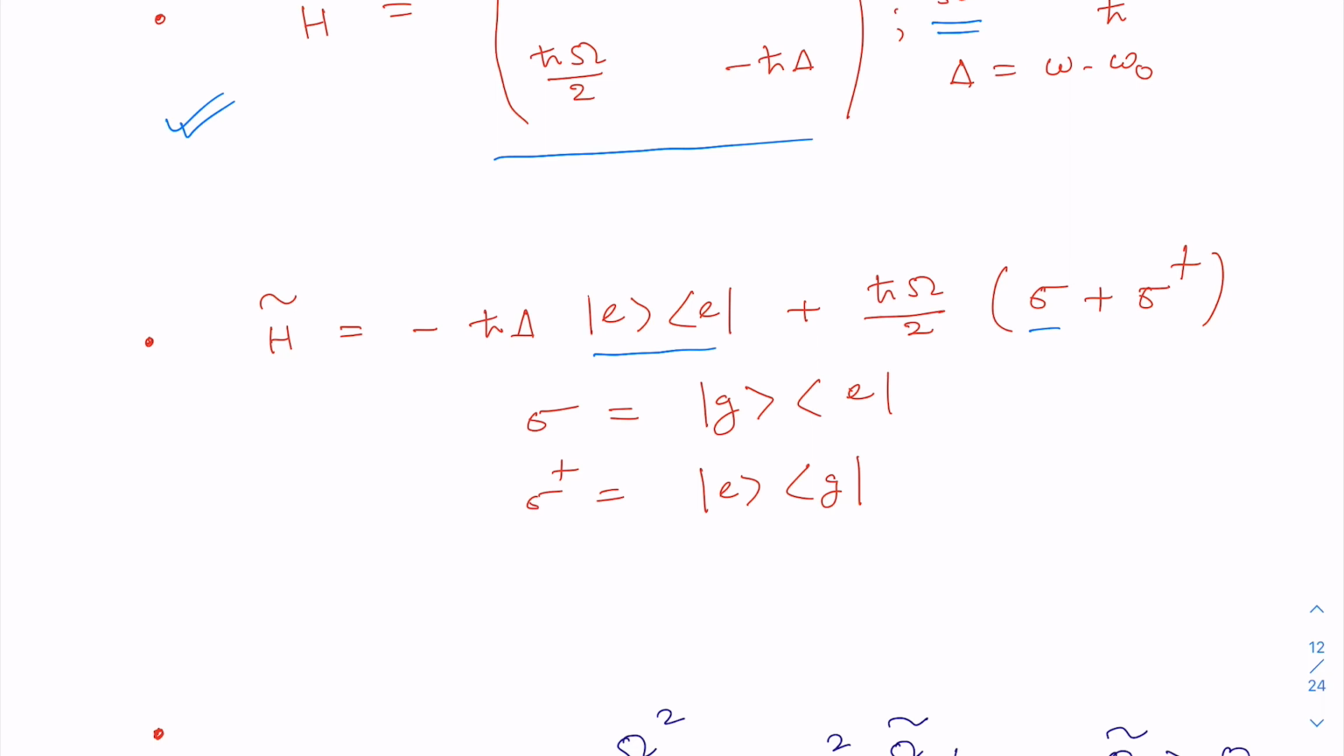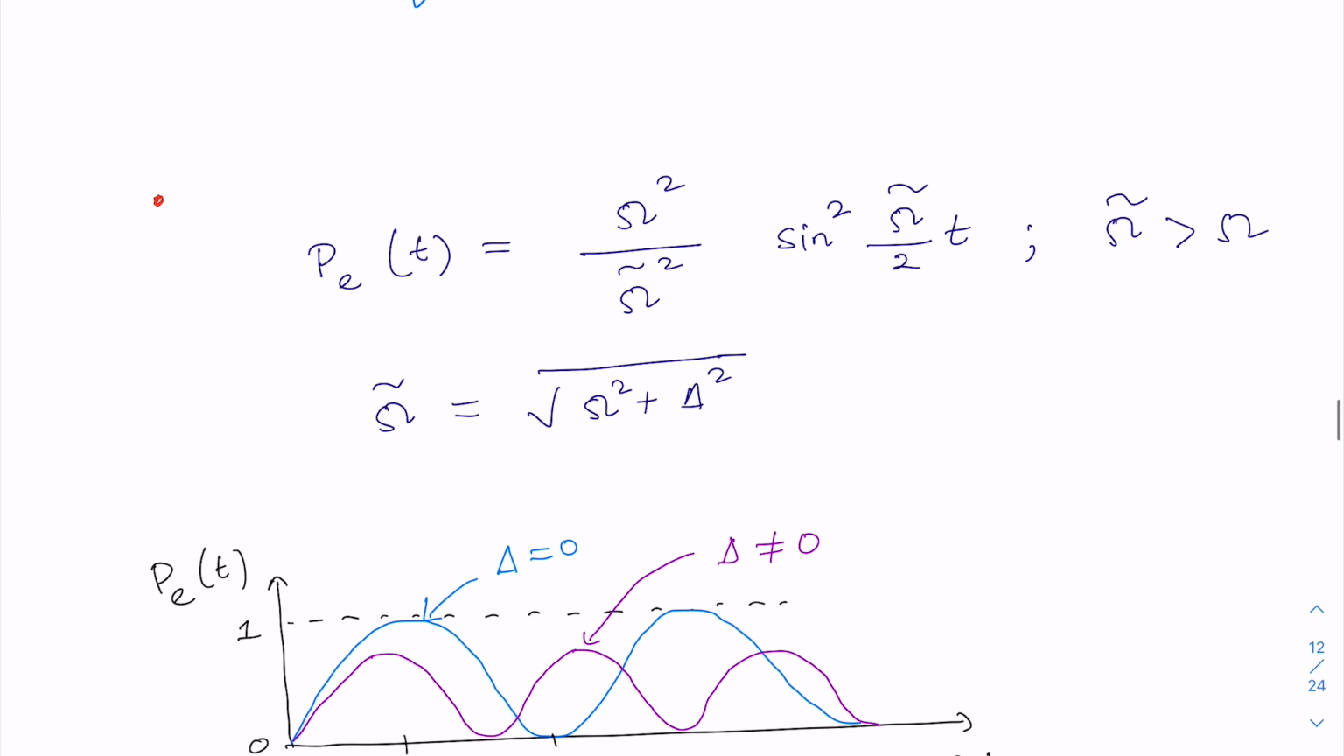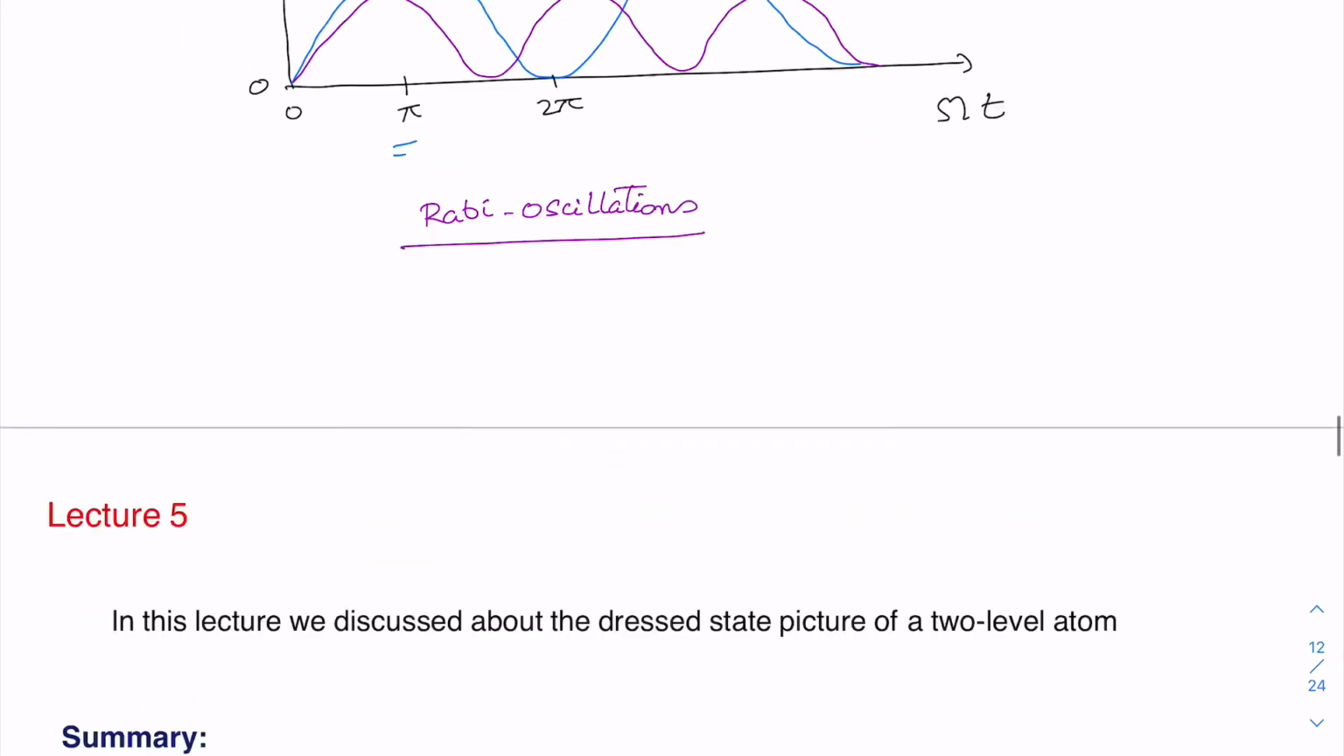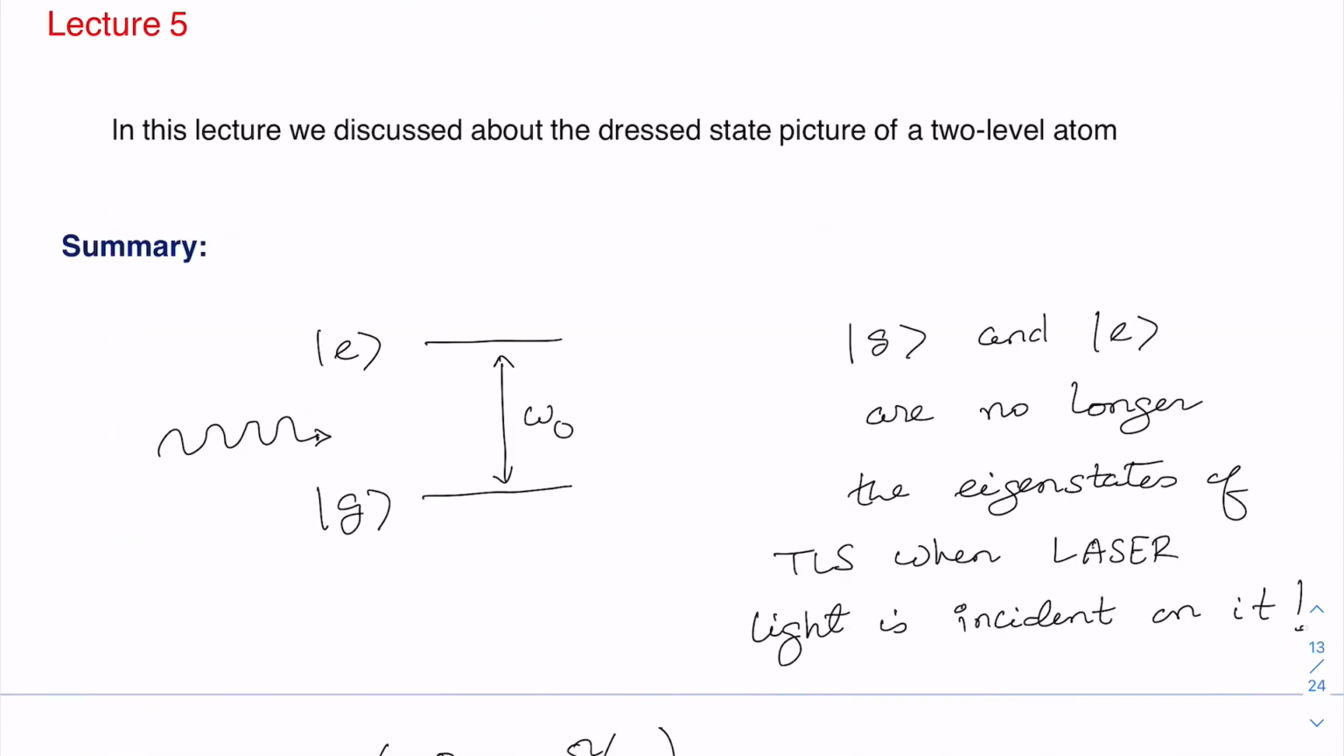Here sigma, for example, represents the atomic lowering operator, and sigma dagger represents the atomic raising operator. Then we went on to calculate the probability of getting the system in the excited state, and this is given by this general expression here. Omega tilde is the generalized Rabi frequency, and we see that when the resonance condition is there, that means delta is equal to 0, the atom can go from the ground state to the excited state fully when omega t is equal to pi. But that is not the case if this resonance condition is not there, if delta is not equal to 0. So these things we discussed. Then in lecture 5 we discussed the dressed picture of the two-level atom.